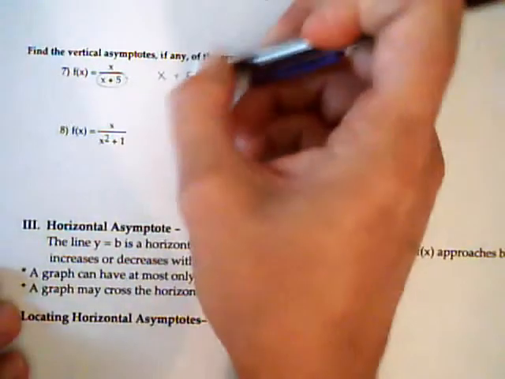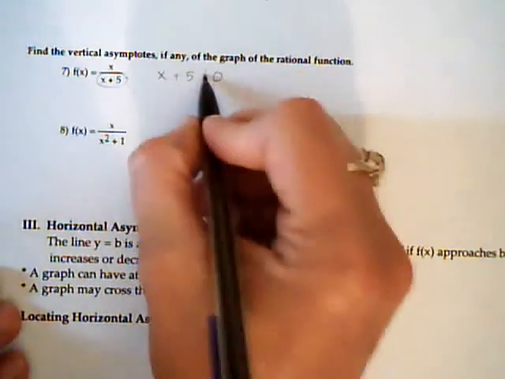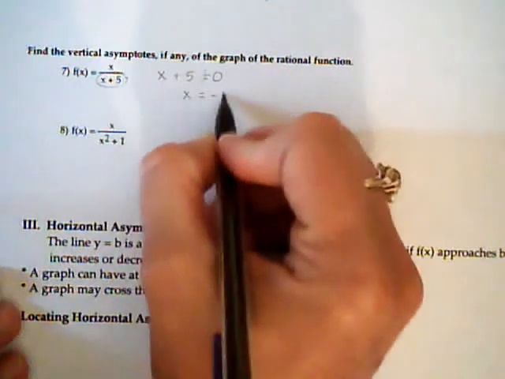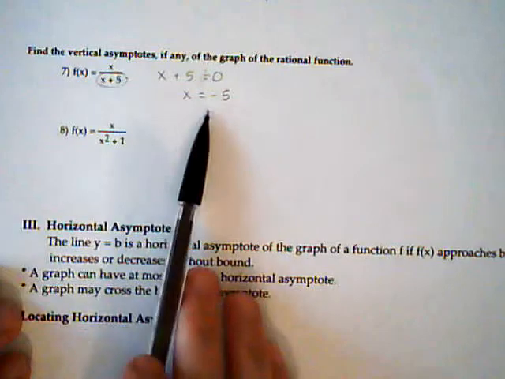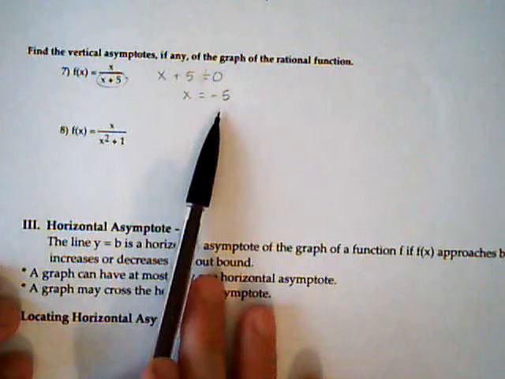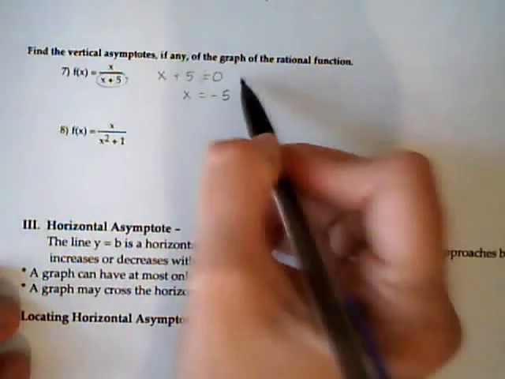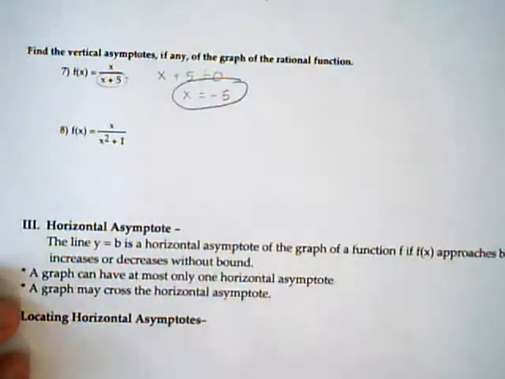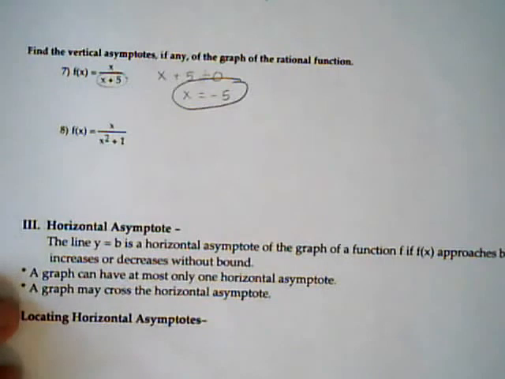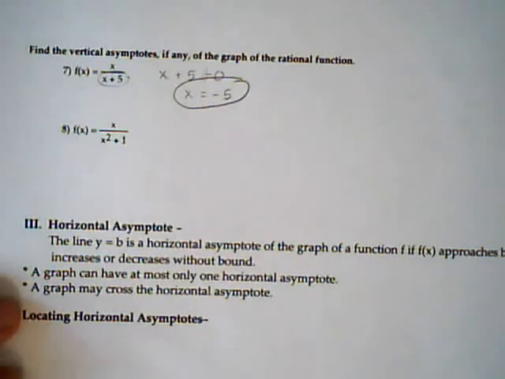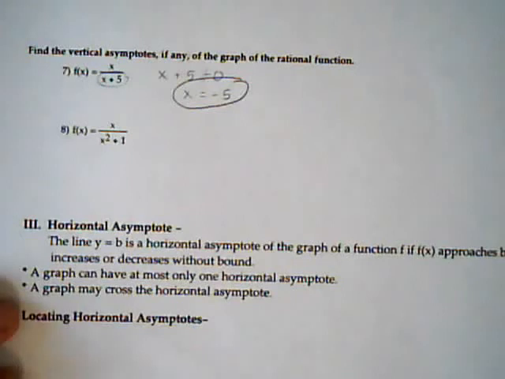Actually, in this case, we're going to just leave it equal to 0. So x equals -5 would be the value where this function would be undefined, okay, in the domain. So that is your vertical asymptote. That vertical line, x equals -5. The graph would approach that line, but it would never cross it. It would either increase or decrease without bound.